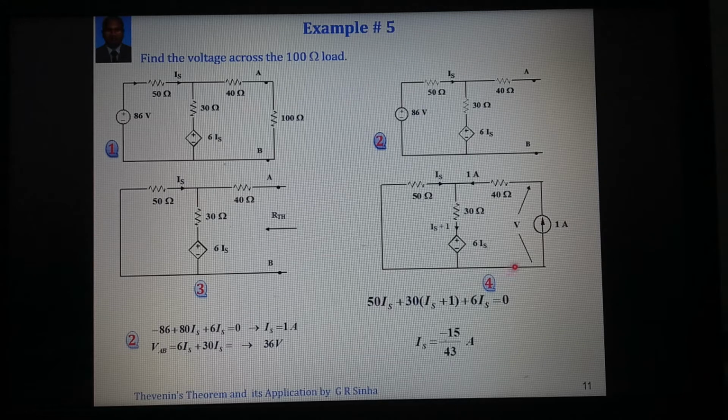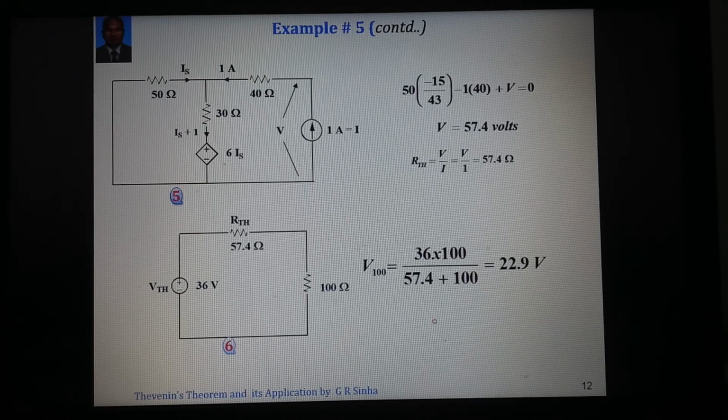Now we are interested in determining Thevenin resistance. What is Is here? Minus 5 divided by 43. Now we can write some other KVL. We can write KVL in terms of V now. In terms of V, V is equal to 40I plus 30 into Is plus 1, now assuming 1 ampere current entering from this battery, plus 6Is, and another KVL is 50Is plus 30 into Is plus 1 plus 6Is is equal to 0.